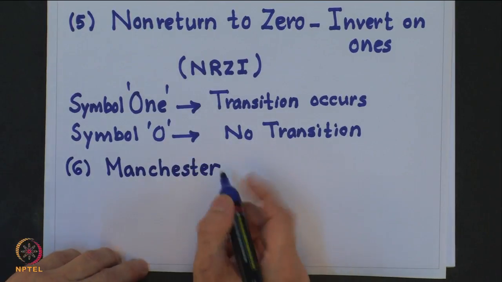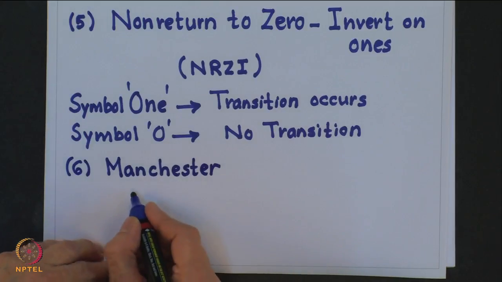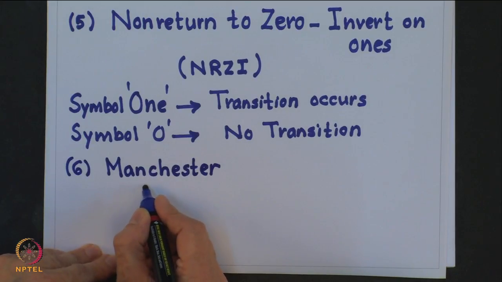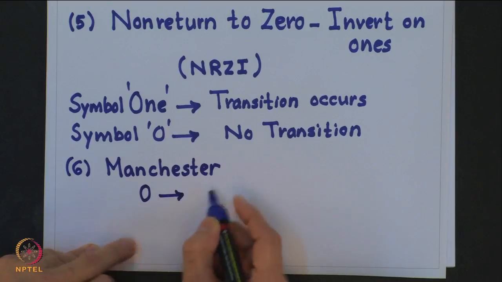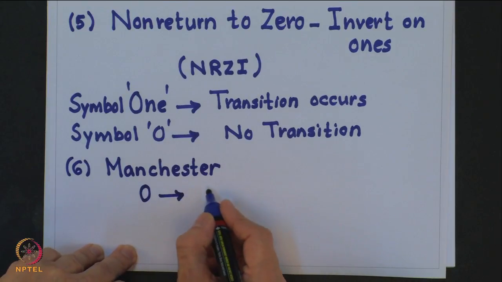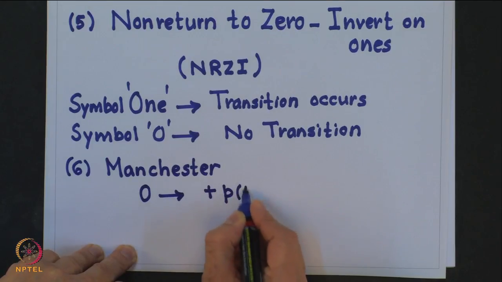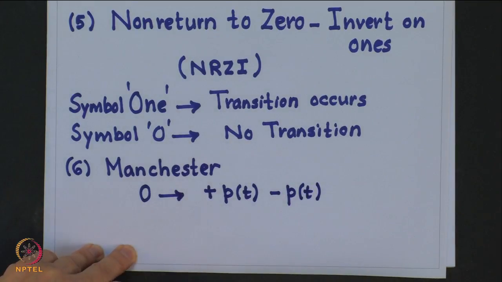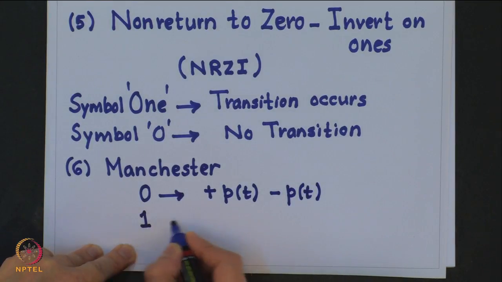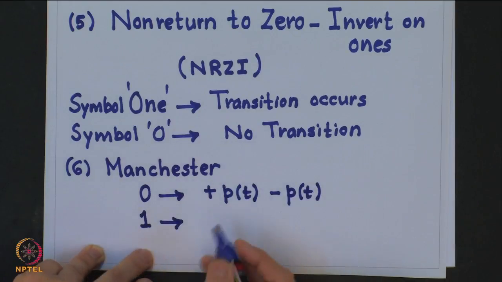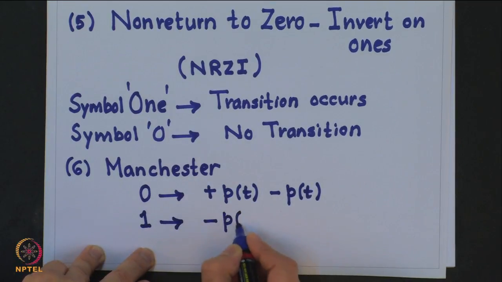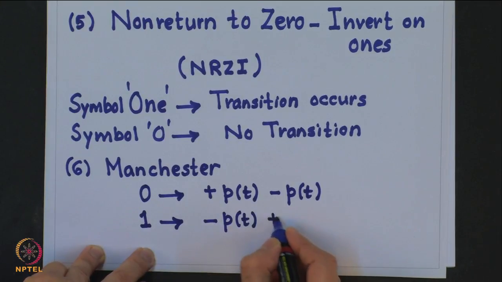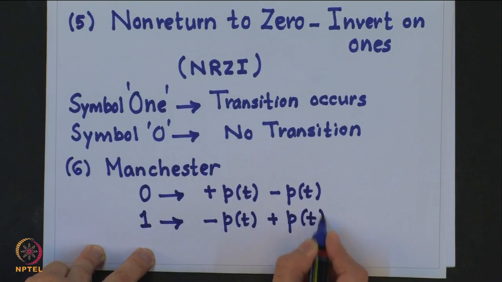So, in this case, for example, symbol 0 would consist, for half the duration, of +pt, and for the other half of the duration it would be followed by -pt, correct. Whereas for symbol 1 it would be just the reverse: for half the duration we would have -pt and for the other half duration +pt.